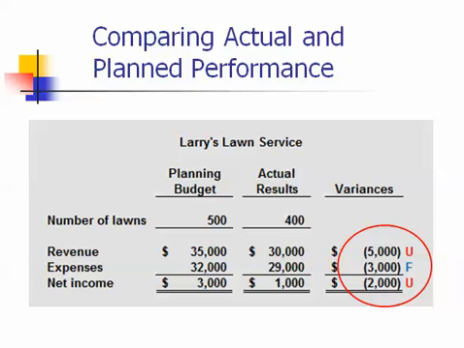Expenses were $3,000 less than we had anticipated. Lower expenses, everything else being equal, would increase our net income.